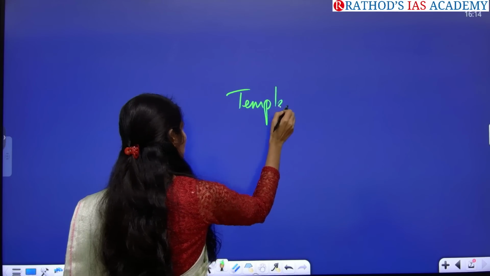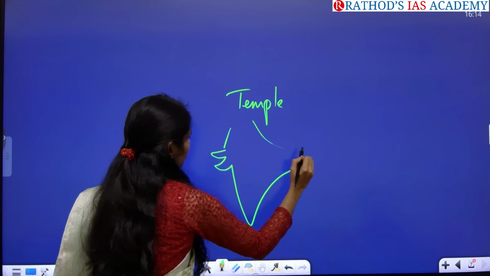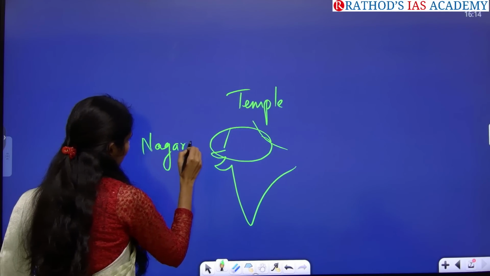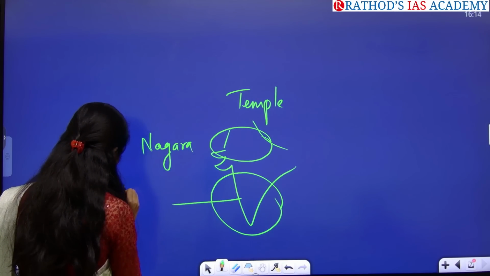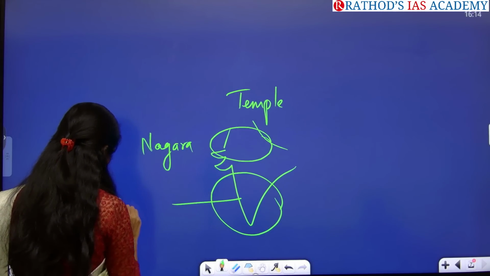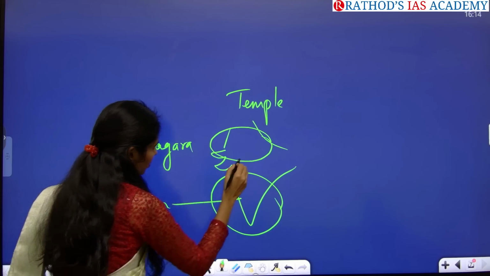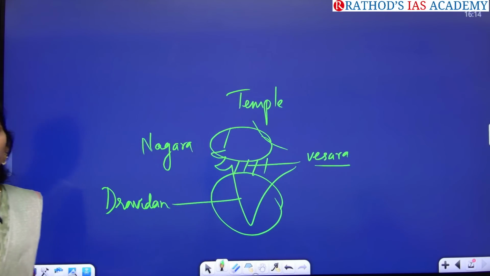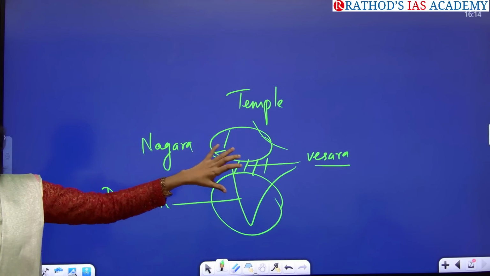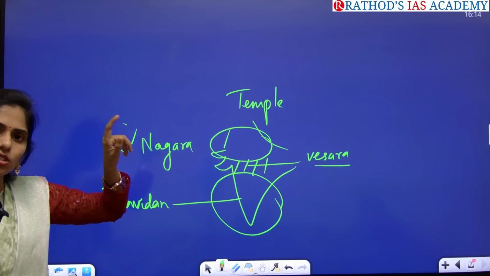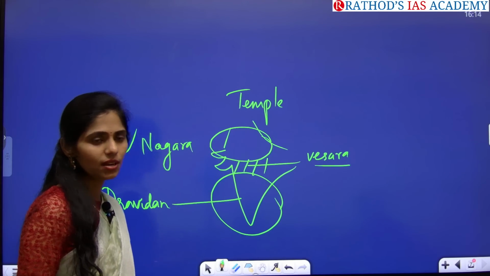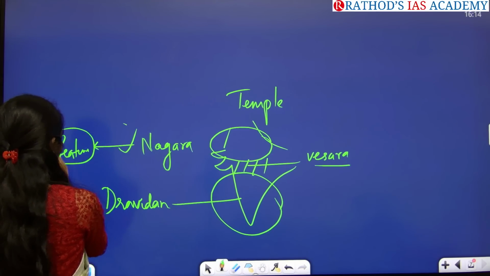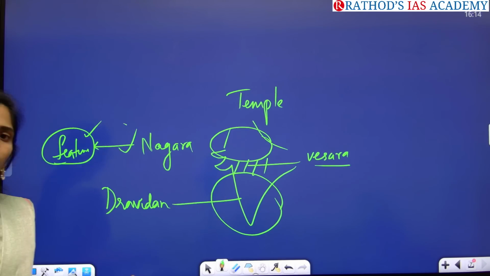In temple architecture, how many types of temple architecture are there? You have to draw this diagram. In the northern part we have the Nagara style of temple architecture, in the southern states we have the Dravidian type, and in between we have the Vesara type. You have to see all these three types, and Puri Jagannath comes under the Nagara type because it is in the northern part, especially in Odisha. You have to see exactly what the important features of that temple are, and what this Rath Yatra is, everything you have to know.